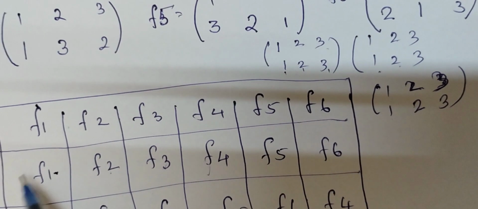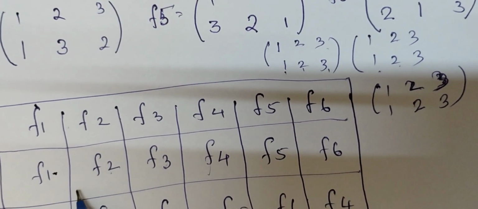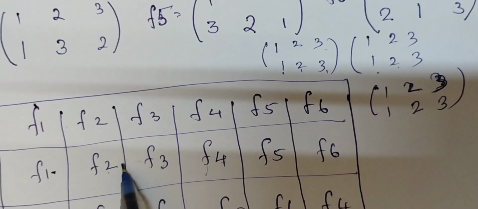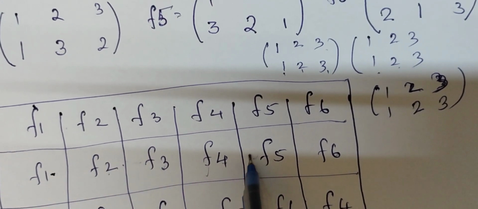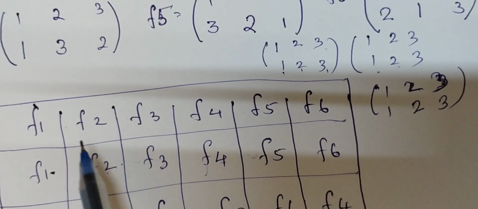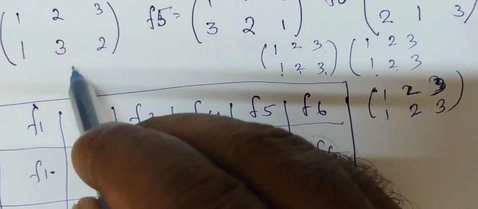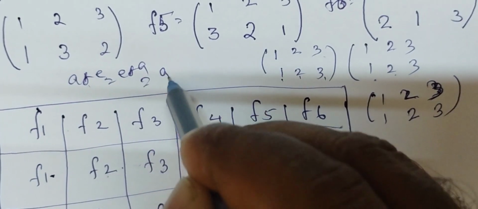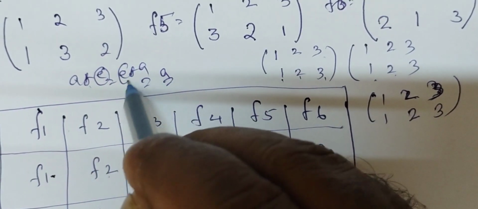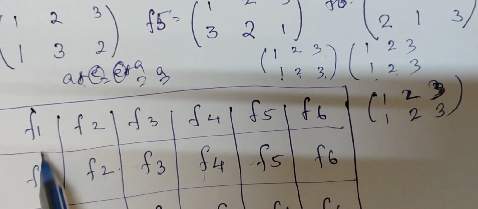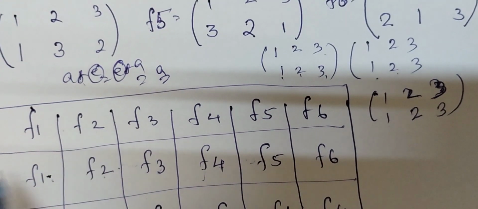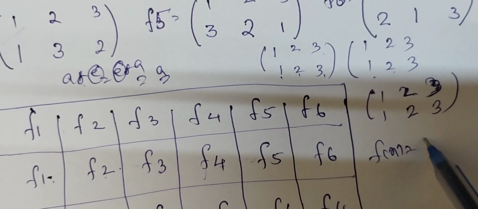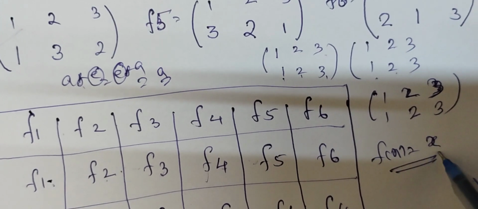Since this F1 is the identity function, we get the same value, because A star E is equal to E star A is equal to A only. This is the definition of identity, and E is the identity element. Here the identity element is F1, because what is the identity map? The identity map is F of X is equal to X only.